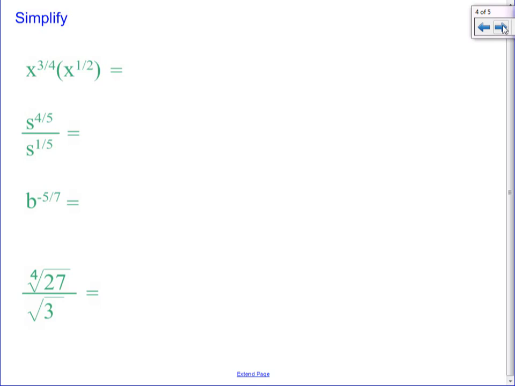But let's talk about what our exponent rules are in this situation. So up here on top, if we multiply these two together, what would we do with our exponents? We add in that situation. Okay, so what's 3/4 plus 1/2?